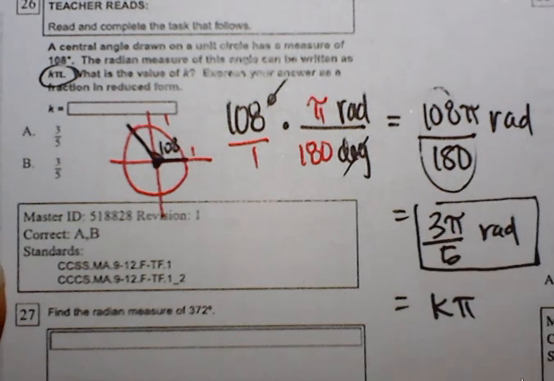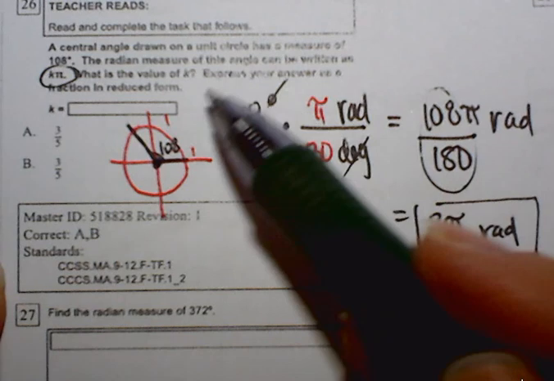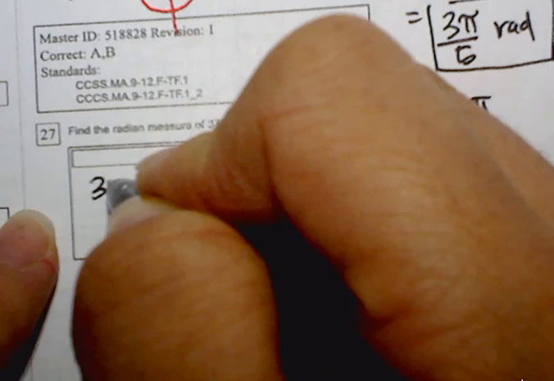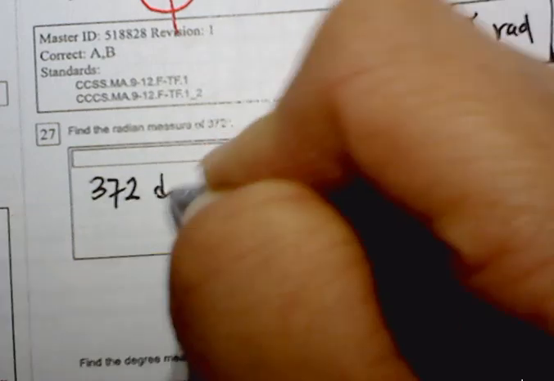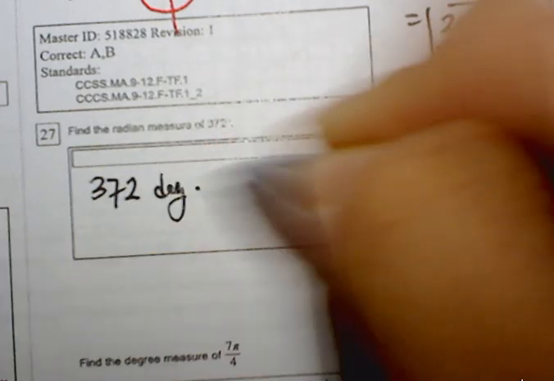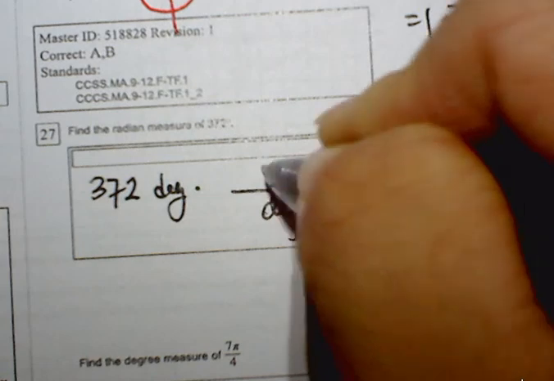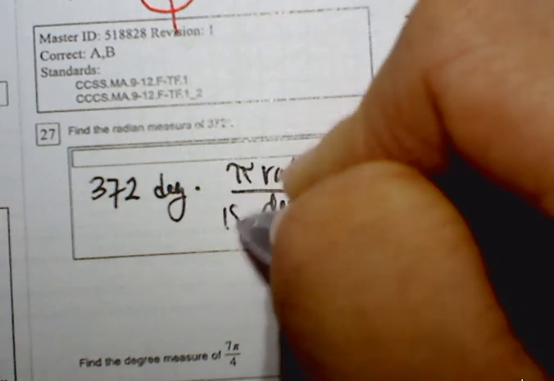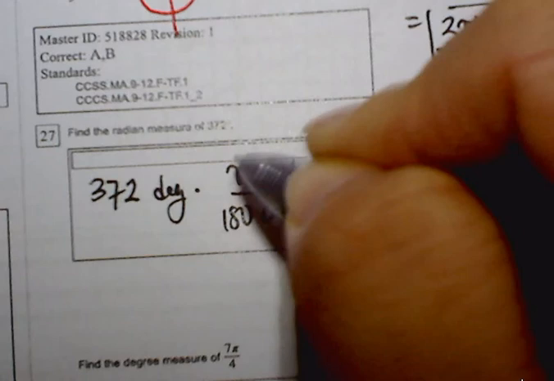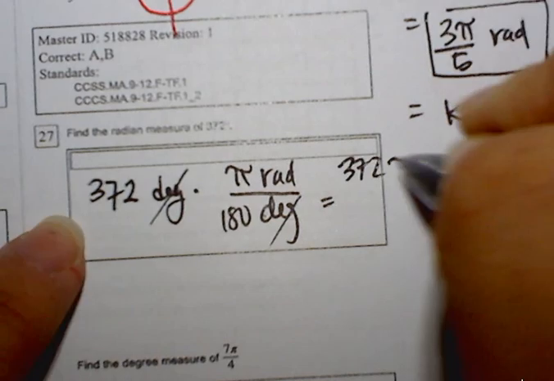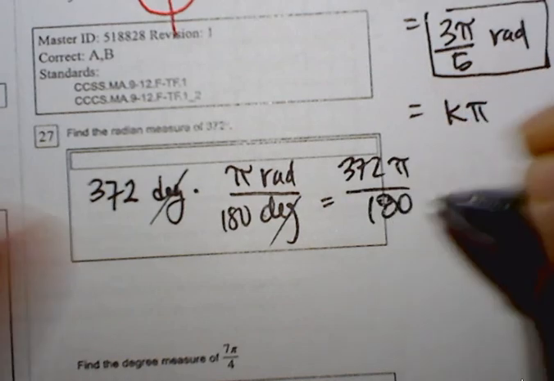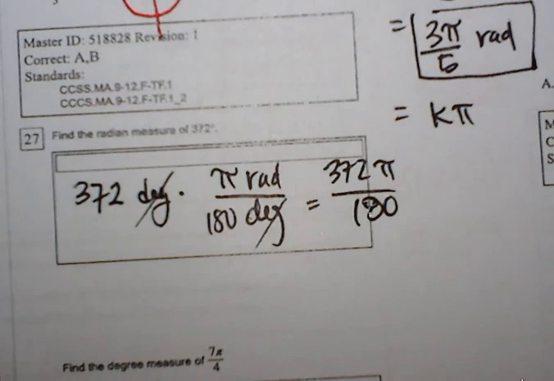Okay, find the radian measure. If we want to convert 372 degrees, same thing. So you're going to do radians over degrees, multiply it by pi over 180. The degrees cancel, and so you're going to get 372 pi over 180. And you just have to reduce that. If you divide that by 45, apparently, 4 and then it's going to be 7 pi over 4.